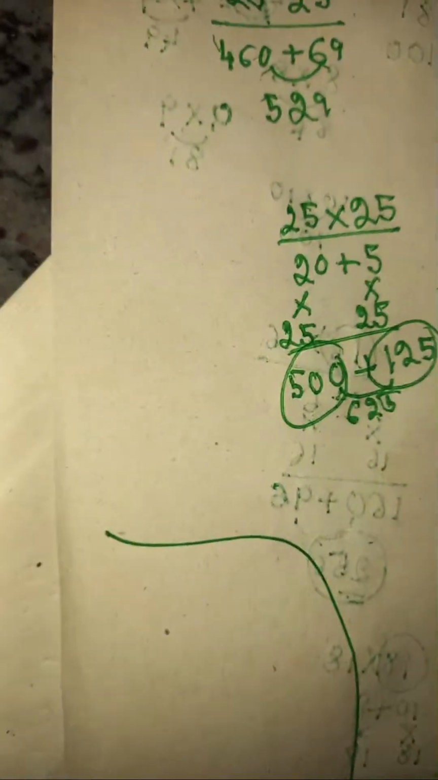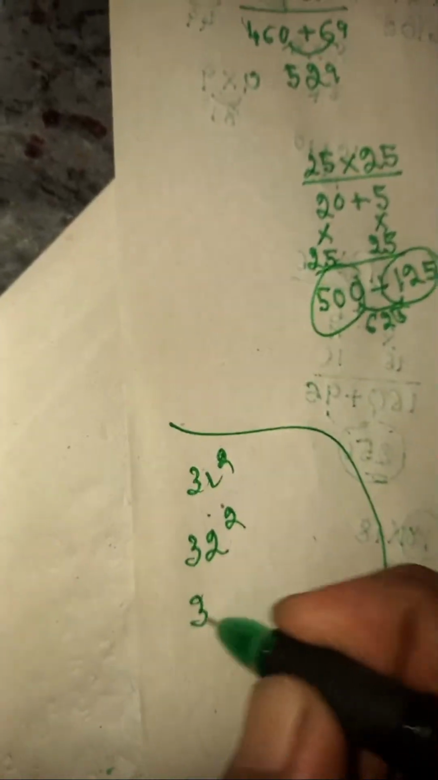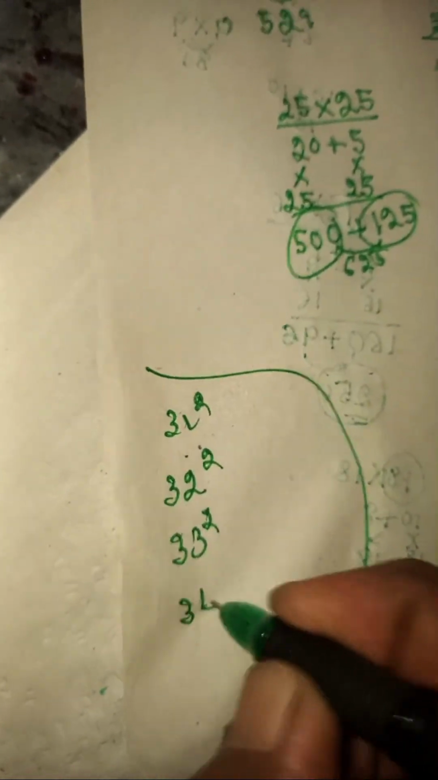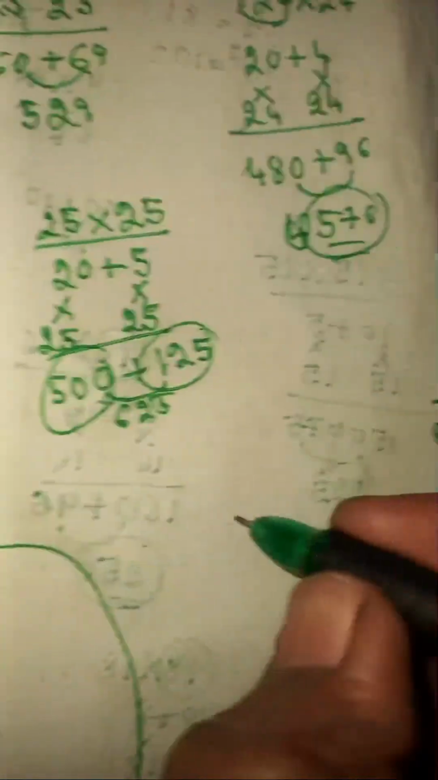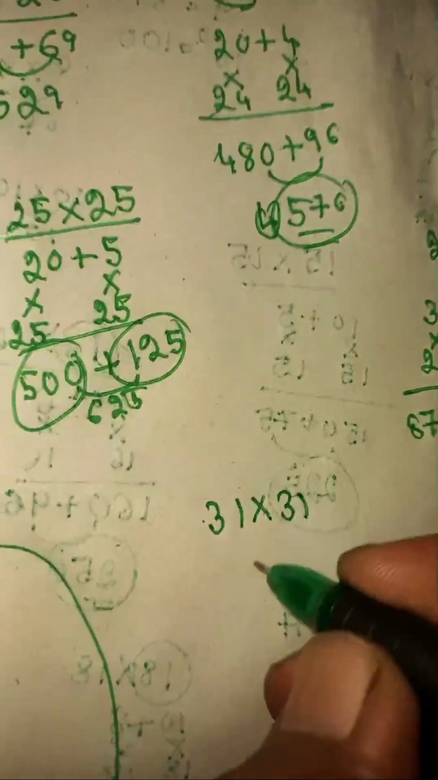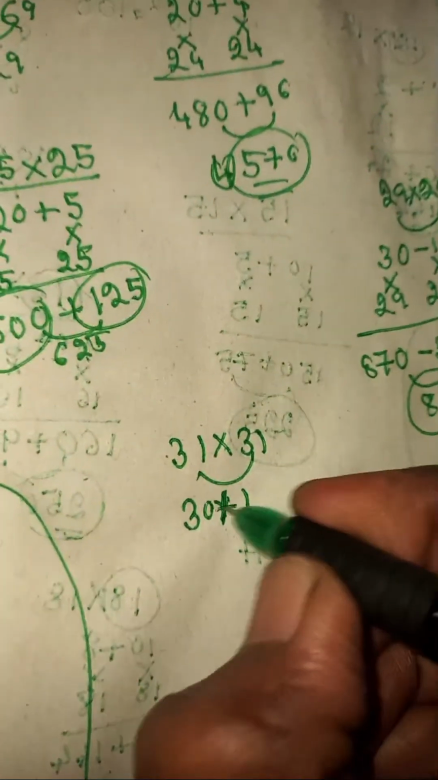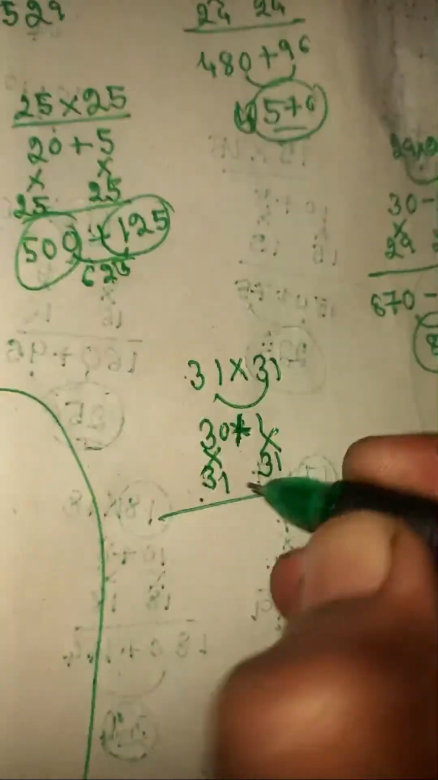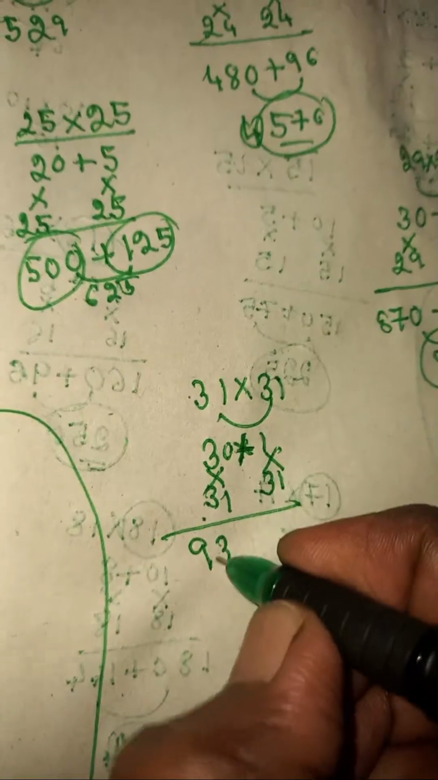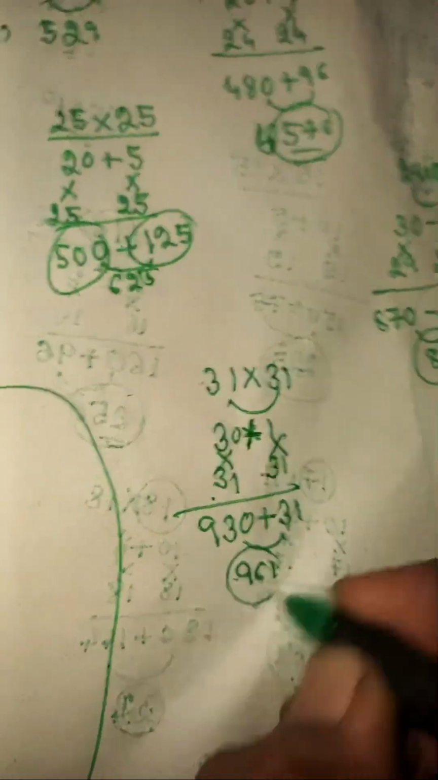I'm going to do even more problems. Here I'm going to do 31 square, 32 square, 33 square, 34 square, and 35 square. Let's do this one, 31 square. You're going to get 31 times 31. You can split and write it as 30 plus 1. Here also multiply with 31, and here also with 31. Here 31 times 3 is 93. 930 plus 31, it becomes 961.